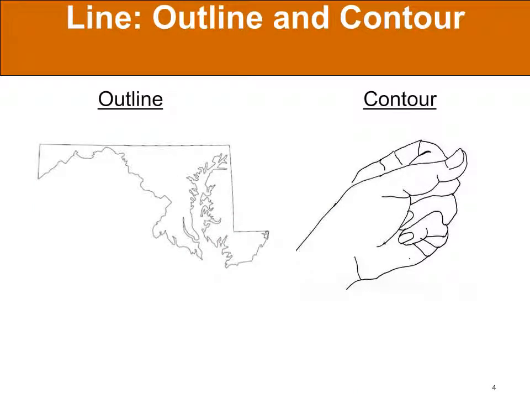An outline defines a two-dimensional shape. This is an outline of the state of Maryland. A contour is the boundary we perceive on a three-dimensional shape. Contour lines are the ones we use when drawing those boundaries. This hand has a three-dimensional feel to it.